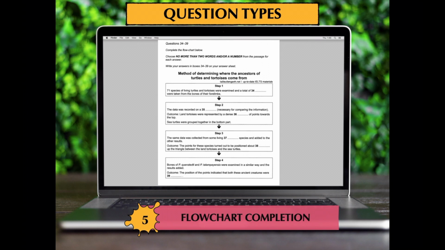There is a new kind of instruction given here, which is choose no more than two words and or a number from the passage for each answer. You can get a hint from this kind of instruction that at least one of the blanks will contain a number. So this kind of things or hints you can guess from the instruction itself. So never miss the instruction, or in my language, rules.